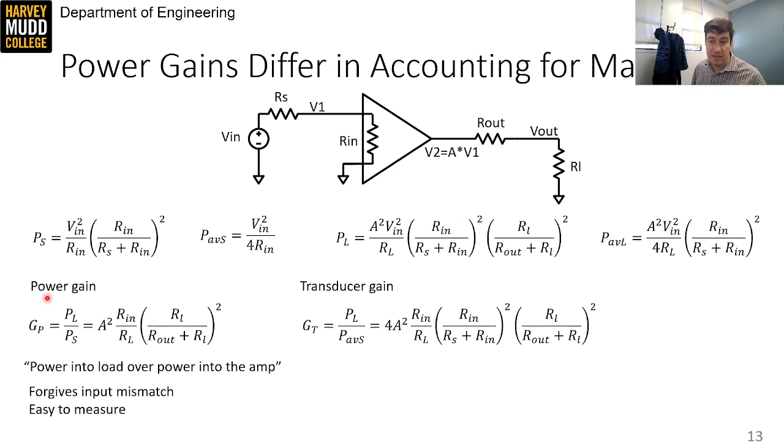The second power gain we care about is called the transducer gain, GT, and it attempts to rectify some of the issues with GP. The expression again comes from a ratio of powers on the page, and because PAVS assumes an ideal match while PL does not, none of the divider terms cancel.